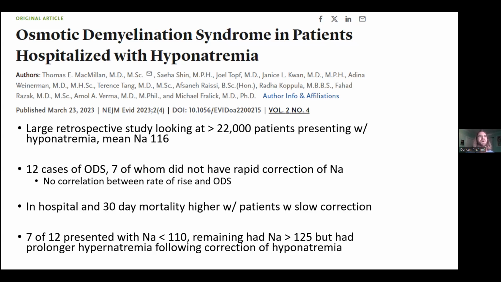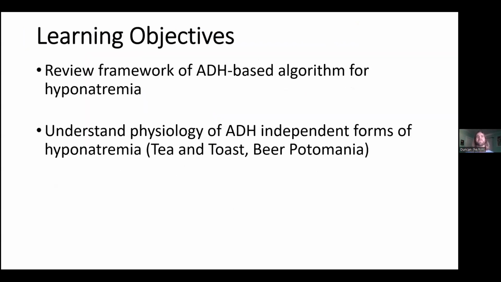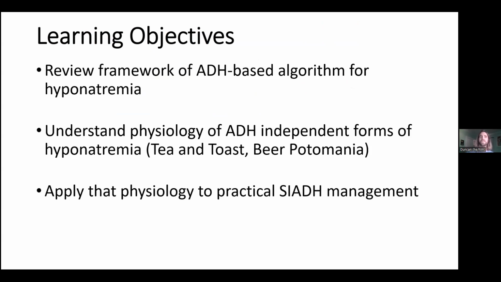Okay, cool. Sorry, I know that got a little long, but just reviewing what we talked about today: we talked about an ADH framework for hyponatremia. We tried to understand the physiology of the ADH-independent forms of hyponatremia. We then used that physiology to come up with practical tips for SIADH management, which again: pre-water restriction, augment the solute load, and then see if there are any other loop diuretics, SGLT2s, any other window dressing that we can put on there to also help.